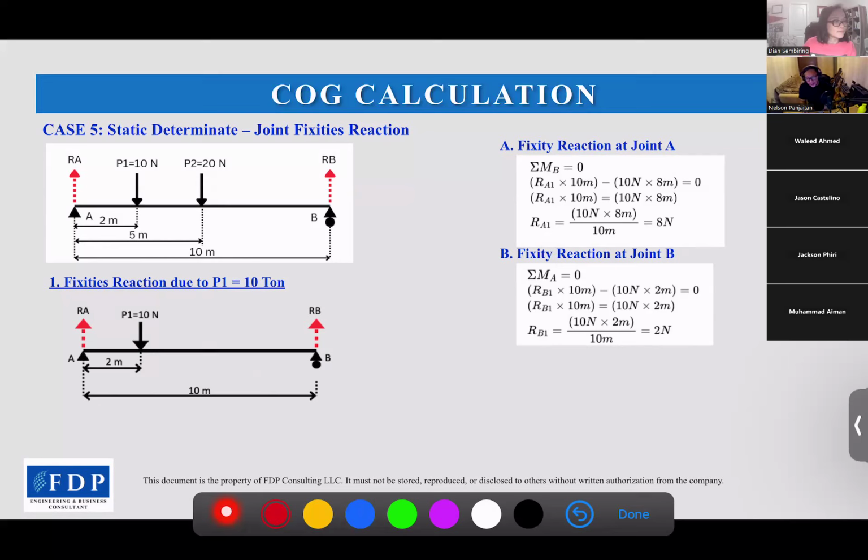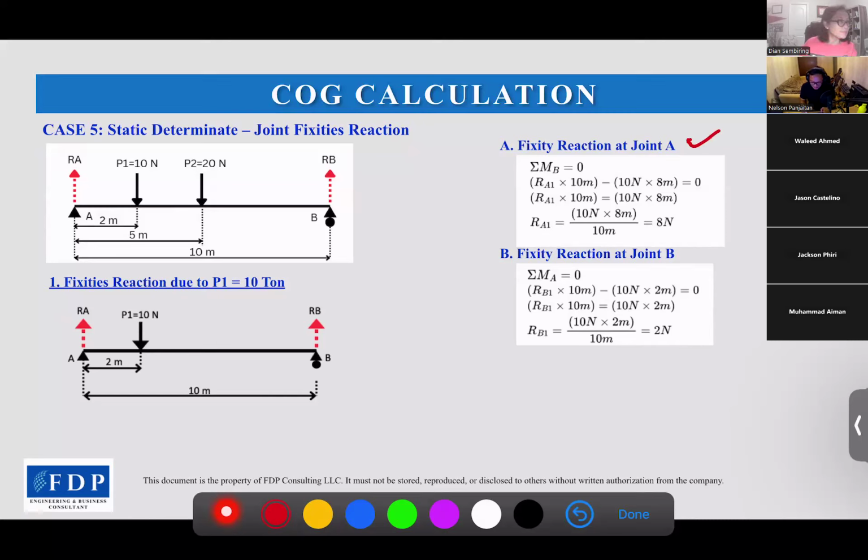Actually, there is no need to calculate it separately. We can just calculate it directly using P1 and P2. But just to make sure we understand how it works, I will choose to calculate it separately. So first I will start with the reaction due to P1, 10 newtons. Find the joint reaction at A.